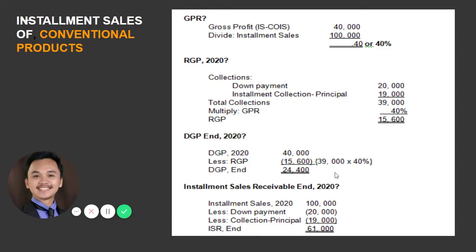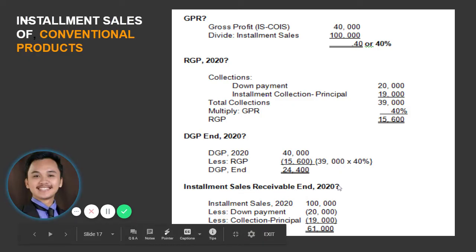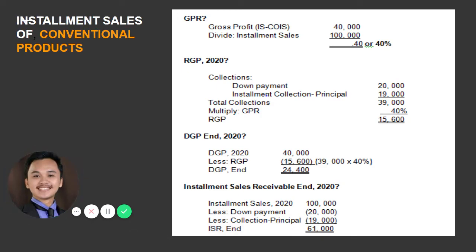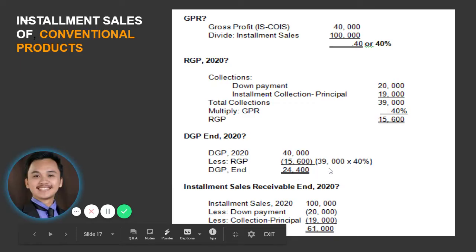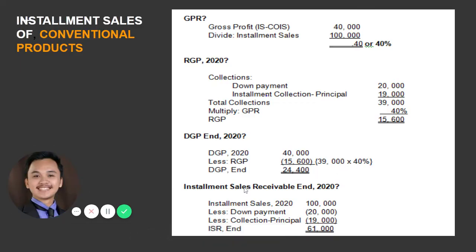And also, another common nga ginapangutana sa mga problems will be installment sales receivable end of 2020, or in short ang balance atong installment sales receivable. So in short, we have installment sales 2020 nga 100,000 less down payment nga 20,000 less collection for our principal nga 19,000, so therefore we have 61,000. Okay? Or in short, the other way to compute for your installment sales receivable is simply DGP end of 24,400, divide it by our gross profit rate of 40%.